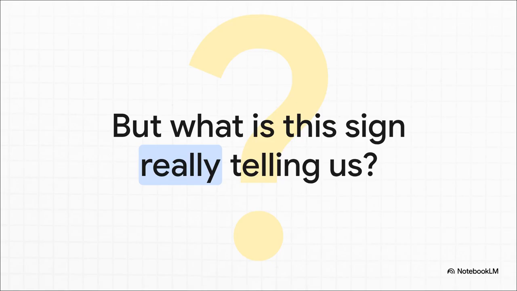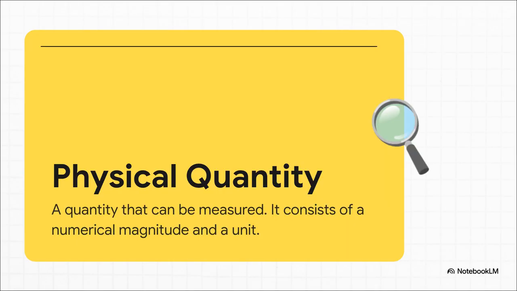It's not just some random number and a letter thrown together. It's a really precise piece of information with a super important real-world consequence, especially if you're driving a tall truck. And this sign is a perfect example of what we call a physical quantity. That's just a fancy term for anything that you can measure. The most important thing to get is that it always has two parts. First, the number, the magnitude. That's the 4.5. And second, the unit, the M for meters. You absolutely need both. 4.5 means nothing without the meters part.